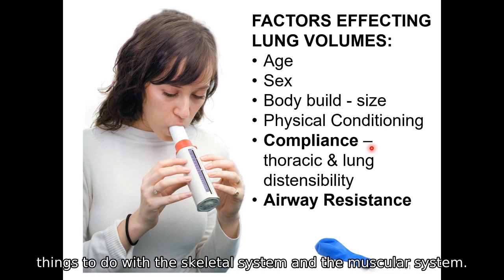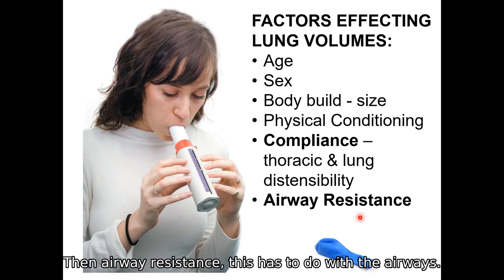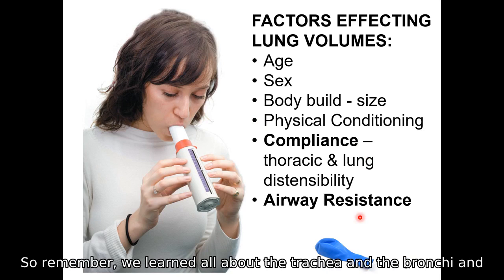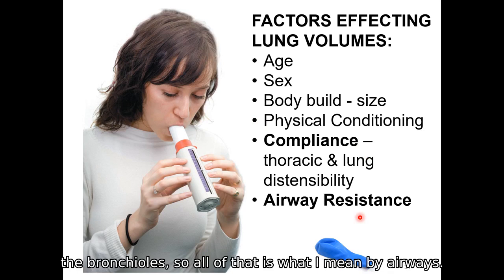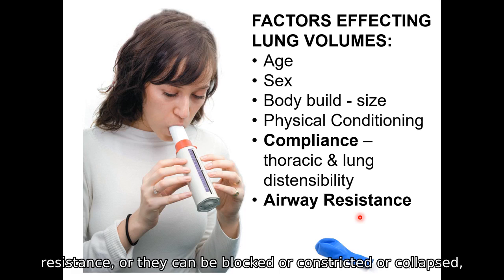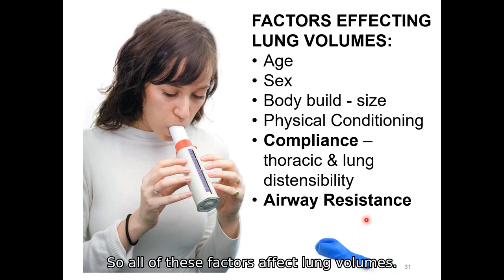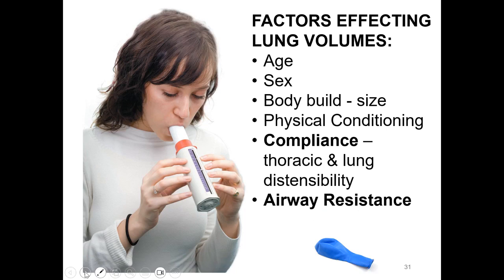So some structural things to do with the skeletal system and the muscular system. Then airway resistance, this has to do with the airways. So remember, we learned all about the trachea and the bronchi and the bronchioles. So all of that is what I mean by airways. And airways can be very open, which has low resistance, or they can be blocked or constricted or collapsed, and then that would increase airway resistance. So all of these factors affect lung volumes.